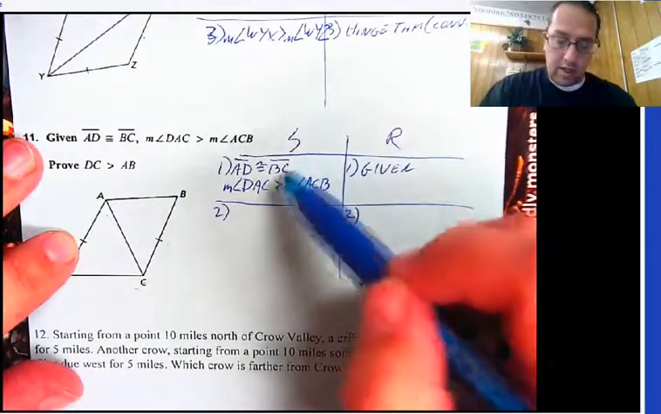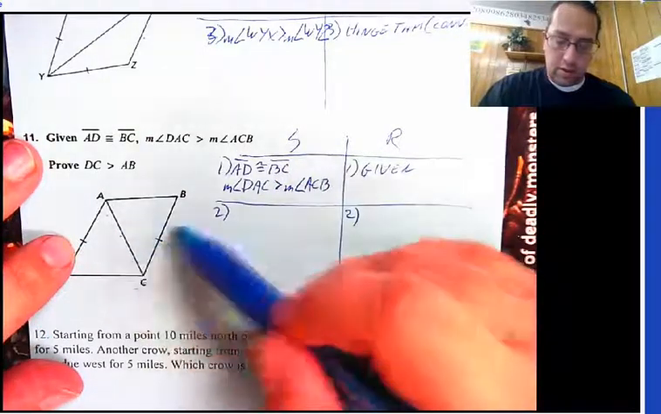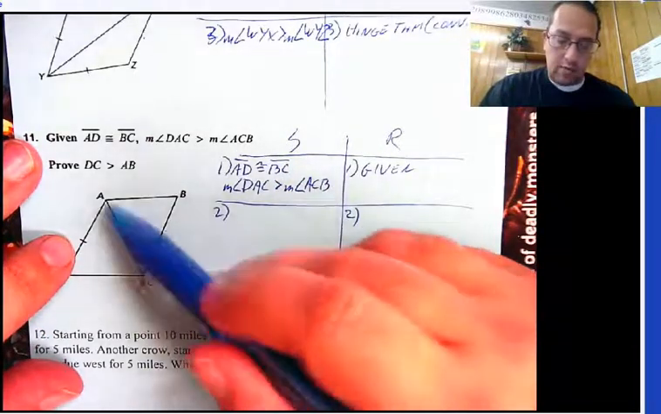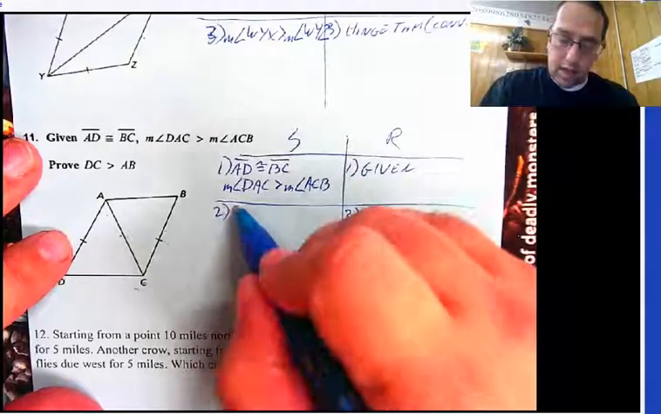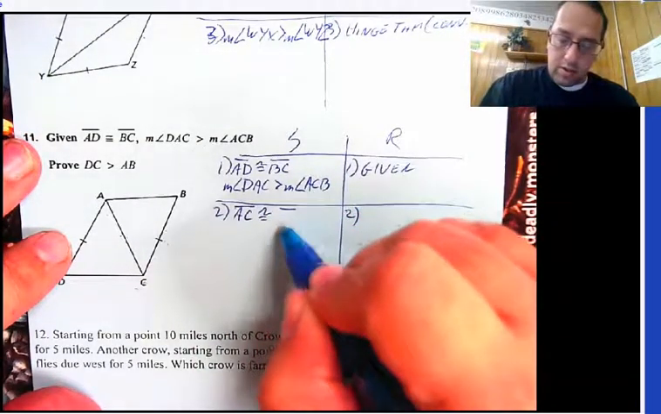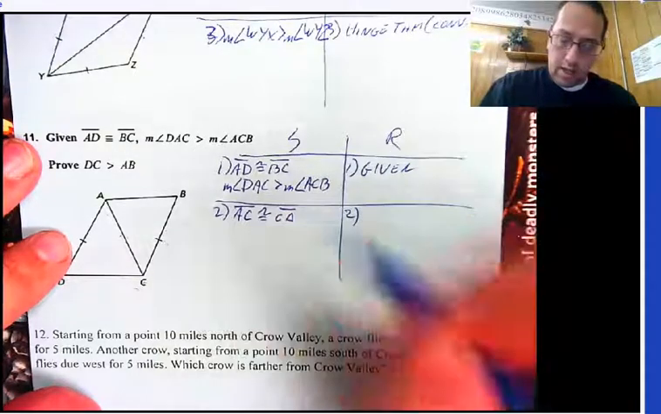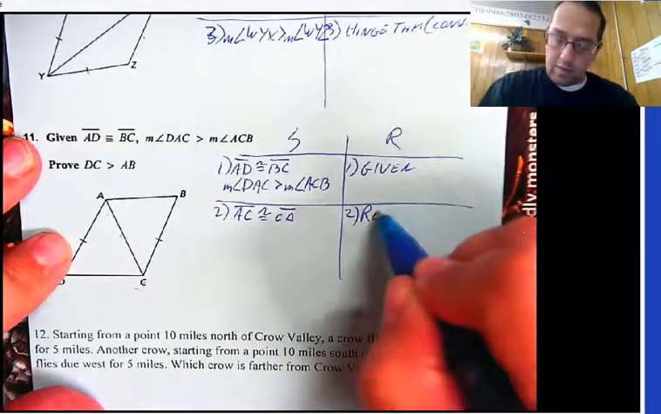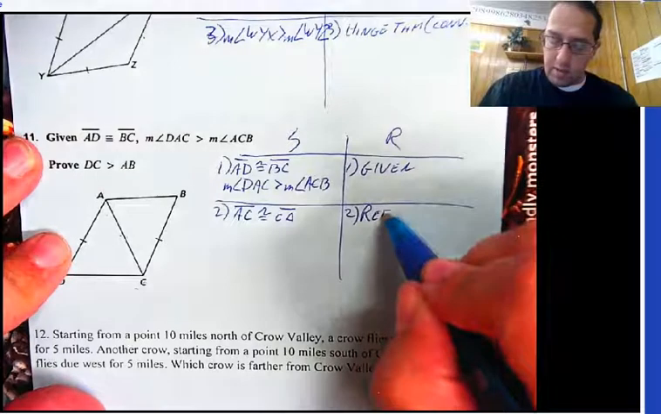We've already said it. That was given to us. Now what we've got to do is show that that one is congruent to that one. And, well, of course, AC is congruent to CA. It's the same thing. AC is congruent to segment CA. It's the reflexive property, again, just like it was in number 10.